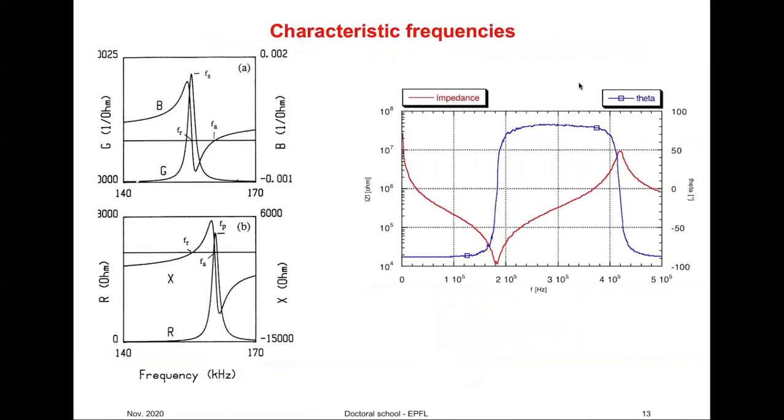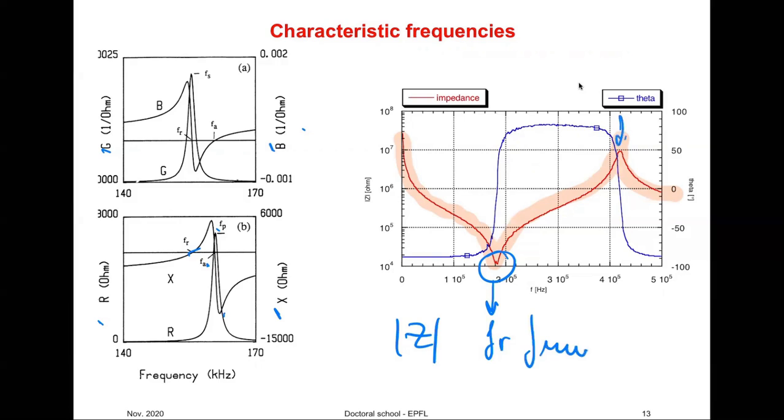So here is how the real and imaginary parts of admittance and impedance look. Here is the definition of these different frequencies. I will not go into that too much. It's interesting to look at the impedance as a function of frequency. It looks like this, on a log scale. This is close to the resonance frequency, actually f minimum. Here is the frequency of a maximum, which is close to the anti-resonance frequency, but not exactly the same.